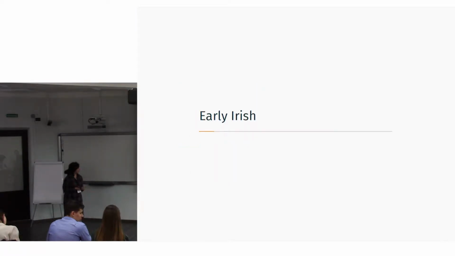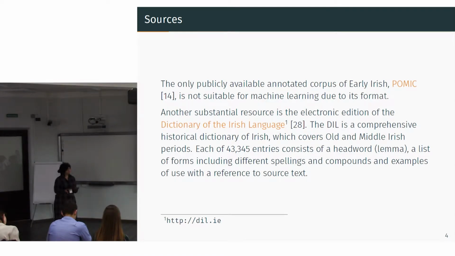Okay? So, early Irish. The first problem we have here is that there is no suitable data, right? The only publicly available corpus of Irish is called PAMIC, but it's not very convenient because, first of all, it doesn't have lemmas, okay? It has just parse trees. It's only a POS tag and some basic syntax. I haven't touched this aspect for the moment, so it wasn't suitable for me because it doesn't have lemmas.